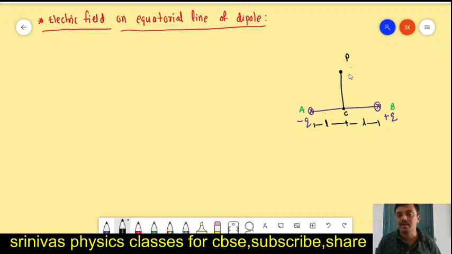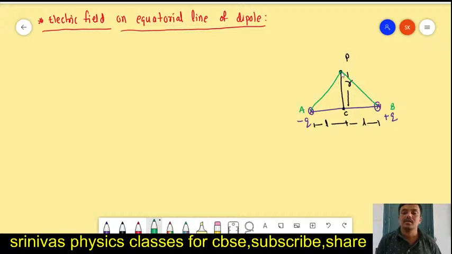This is point P, at a distance r from the center of the dipole. Here, I want to find out the electric field. For that, you should join the minus q charge with point P, and the plus q charge also with point P.